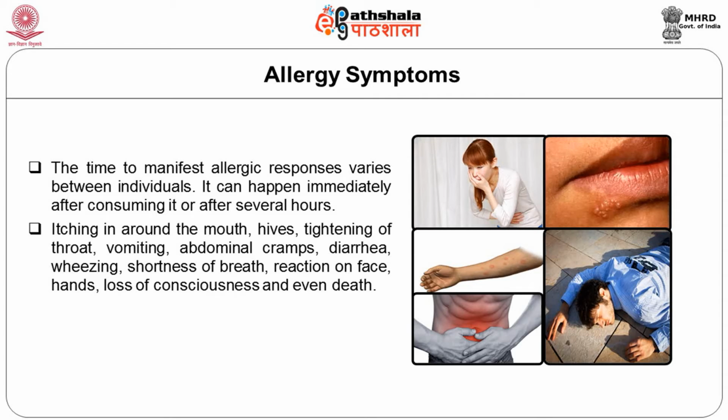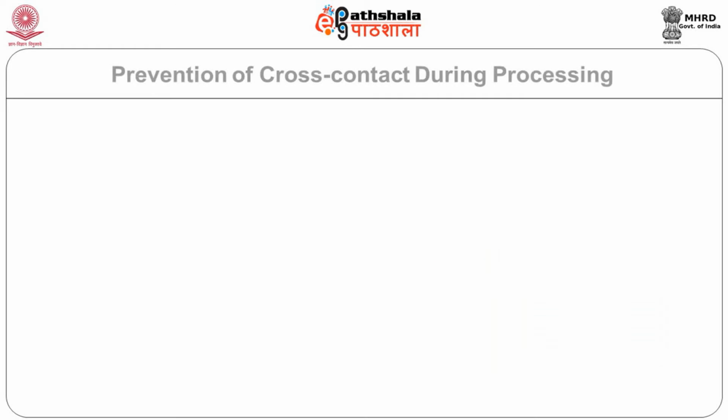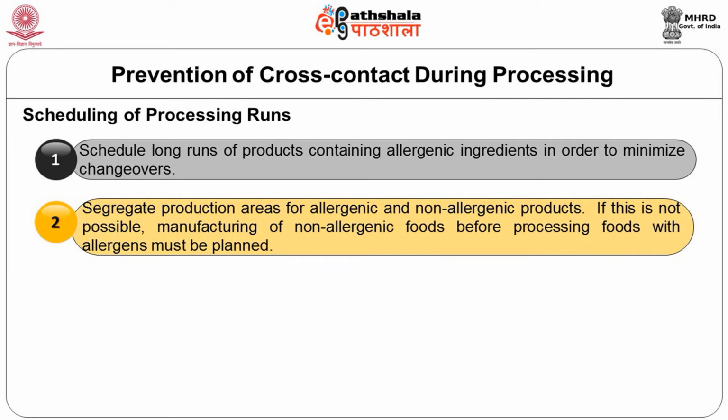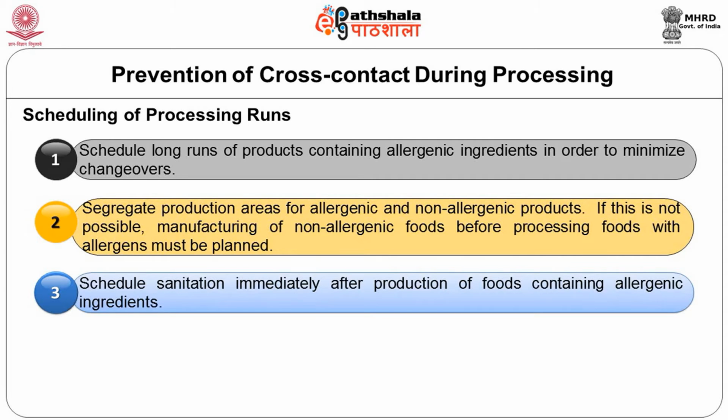The allergens from one food to another can be transferred as a result of what we call cross contact during processing. Therefore, we have to schedule the processing runs, that is, scheduled runs of products containing allergenic ingredients, in order to minimize the changeovers. The production areas for allergenic and non-allergenic products should be segregated. In case this is not possible, then the manufacturing of non-allergenic products should be processed before the ones with allergens are processed. Sanitation procedures must be scheduled after the production run of these two types of foods.